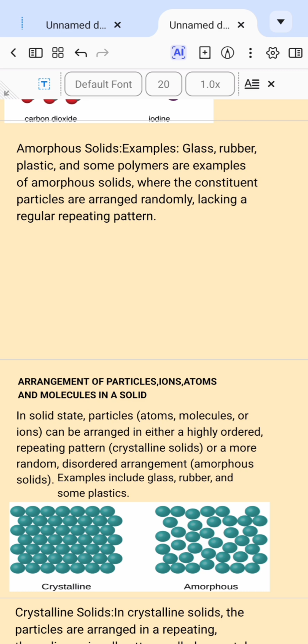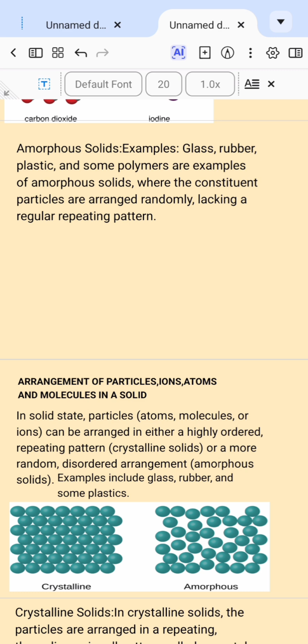So how are particles, ions, atoms, and molecules arranged in solids? In the solid state, particles like atoms, molecules, or ions can be arranged either in a highly ordered repeated pattern, in the case of crystalline solids, or in a more random disordered arrangement, in the case of amorphous solids. Very good examples of amorphous solids, mentioned earlier, are glass, rubber, and some plastics.